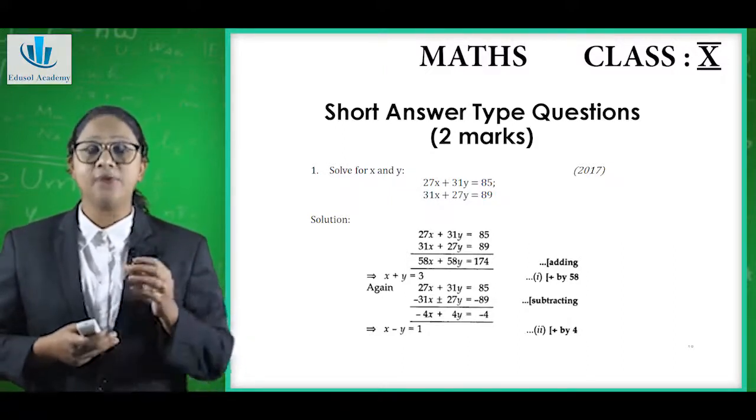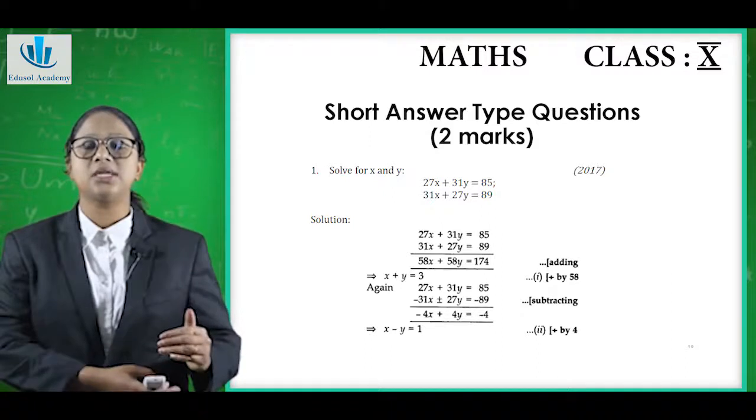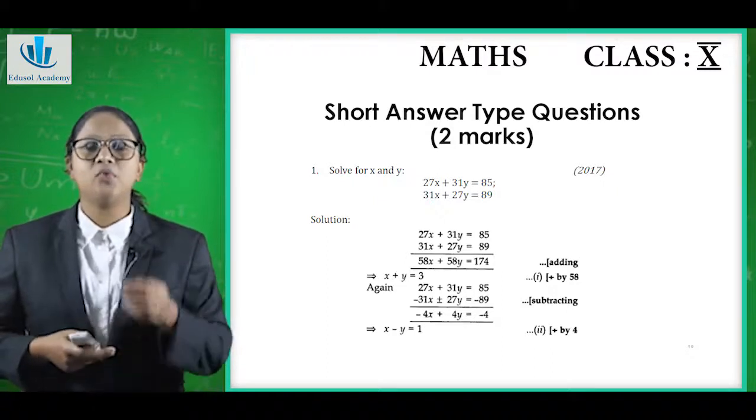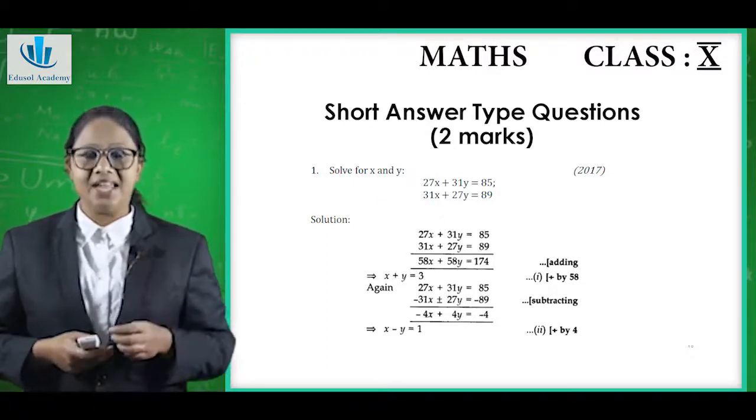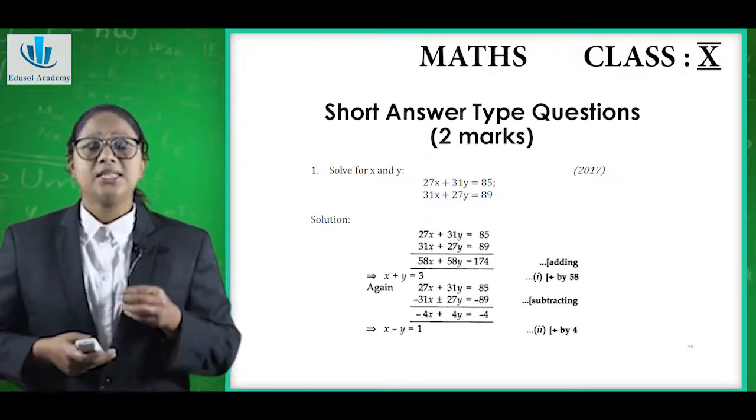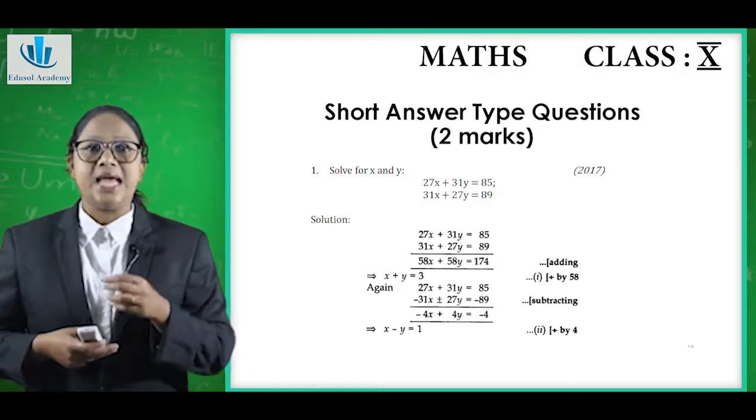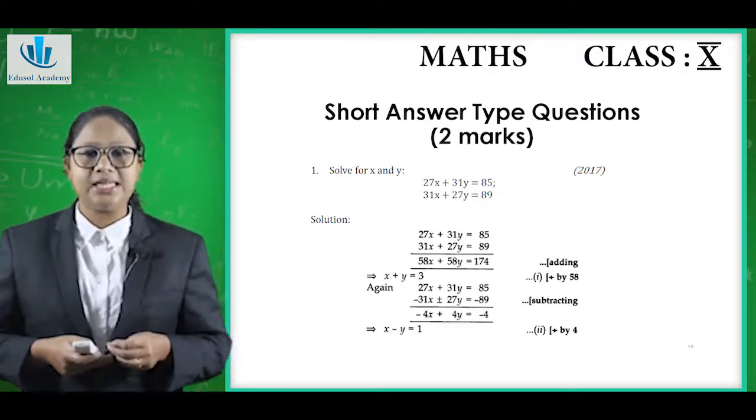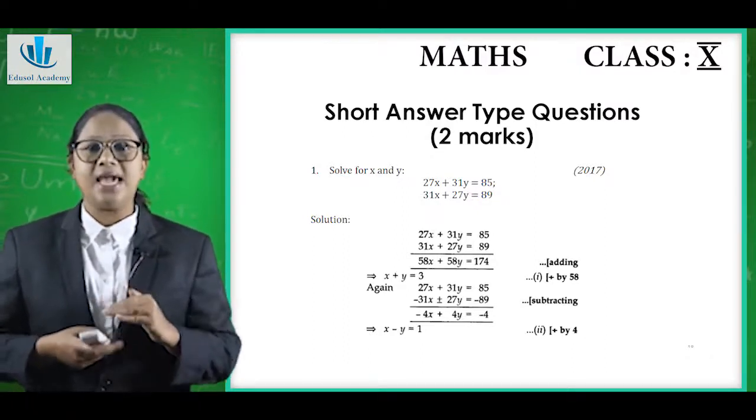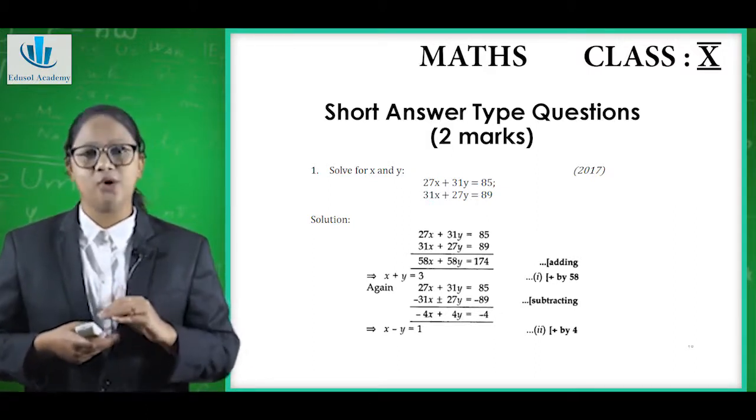So before that, we have to form the equations. The method is to add the equations first and get the resultant equation, then subtract the equations and get the resultant equation. Let's see how. First of all, we are adding the two equations. So 27x plus 31x will give us 58x. Similarly, 31y plus 27y will give you 58y. That is equal to 85 plus 89, that is 174. So the equation after adding, we get 58x plus 58y is equal to 174.